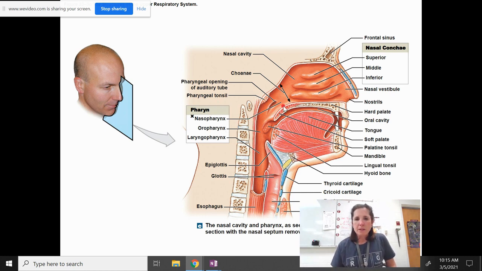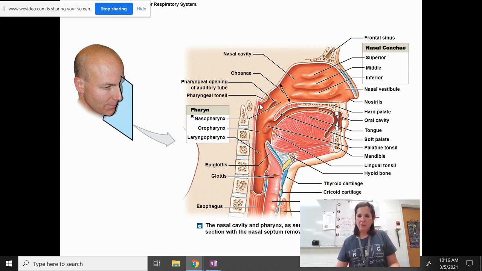So let's look. This is going to be the nasopharynx. Okay, so it's coming from your nose, right? And then this is going to be your oropharynx. It's coming from the mouth. And then the laryngopharynx, okay, the larynx is going to be right in here. So that's going to be your voice box.